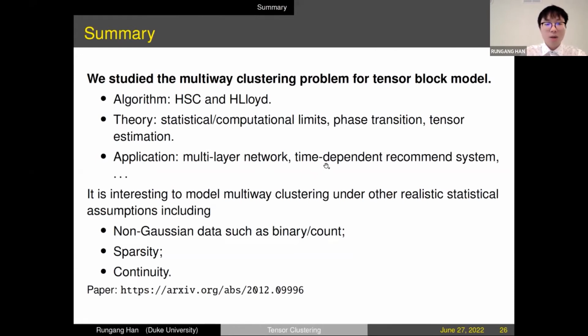system. And in the future, it is very interesting to model the multi-way clustering structure under other statistical assumptions, such as non-Gaussian data like binary or count, or we can introduce sparsity to model the important features, and we can also introduce continuity to model the time-dependent structure. And this paper is currently under revision at JRSS Series B, and the preprint is available on arXiv. And that's all.